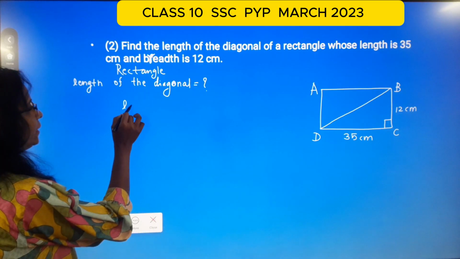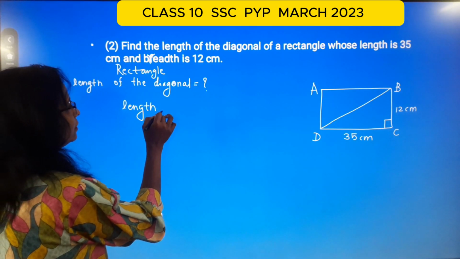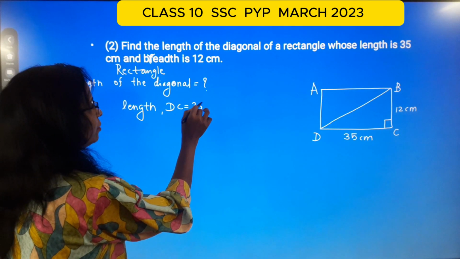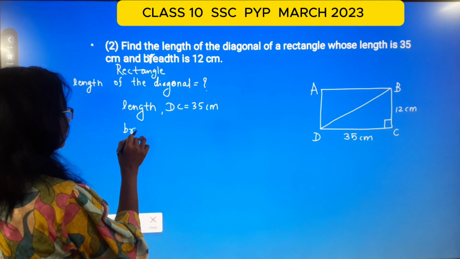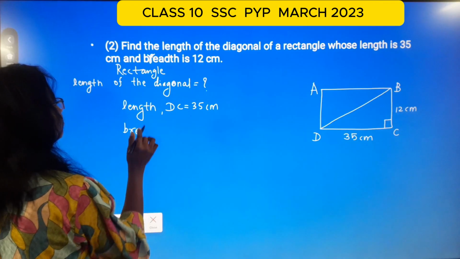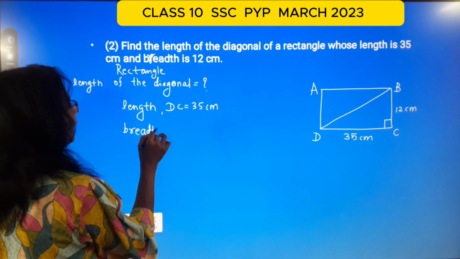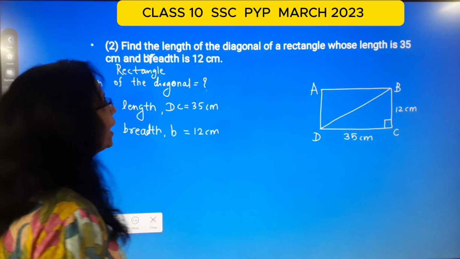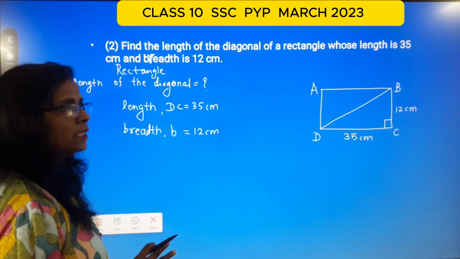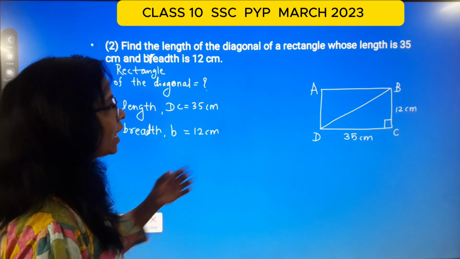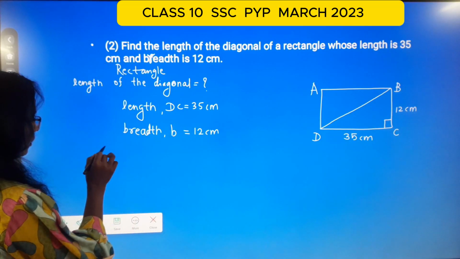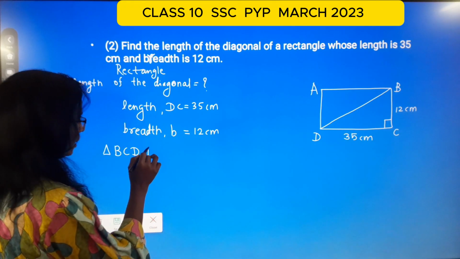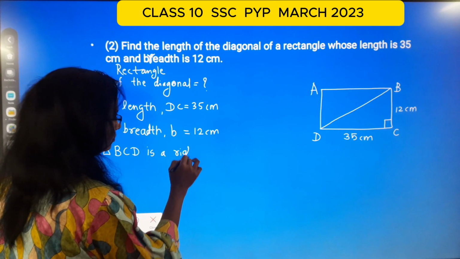Then length, that means DC, is equal to 35 centimeter. Then breadth, BC, is equal to 12 centimeter. Okay, in this way. So now we start from that: triangle BCD. Triangle BCD is a right angle triangle.